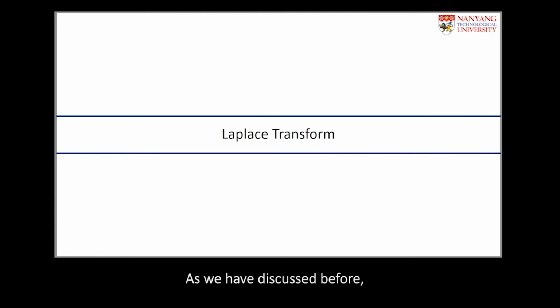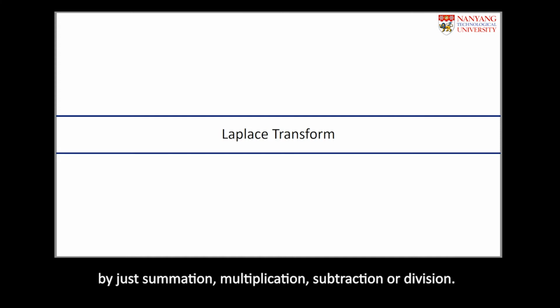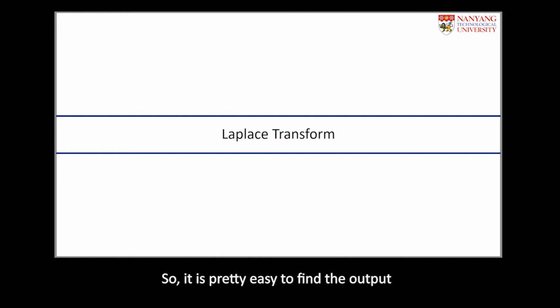As we have already discussed before, we will focus our discussion more on dynamic systems. When we are dealing with a static system, as I have already mentioned before, the relationship between input and output is normally represented by an algebraic equation, by just summation, multiplication, subtraction, or division. It's just a simple algebraic expression. So it's pretty easy to find the output if you know the input for a static system.